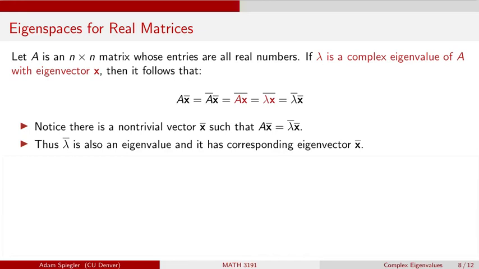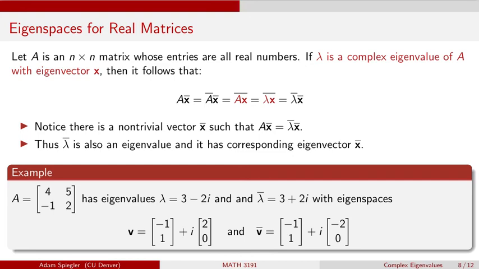So just to anchor things in the example that we've been considering, if A is a 2 by 2 matrix with the first column 4, -1 and the second column 5, 2, then we've shown that we have two eigenvalues. Lambda is 3 minus 2i, and lambda is 3 plus 2i. So notice these two eigenvalues come in a conjugate pair. And now what the result above allows me to do is, let's say I want to find a basis for the eigenspace for each of these complex eigenvalues. Well, I just need to do this once.